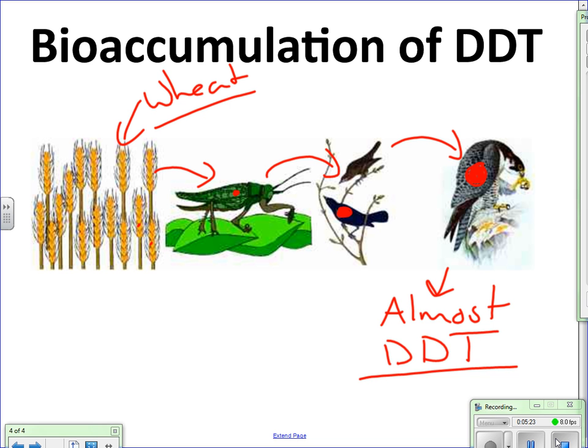Now, what's crazy about DDT is it's still present today. We can still find it in the environment in very low quantities, even though we banned it way back in, I believe it was the 70s. So DDT as a toxin, we thought it was safe for the longest time, but found out that it has negative effects on organisms. And that's a very good example to show bioaccumulation and how it can drastically affect organisms.